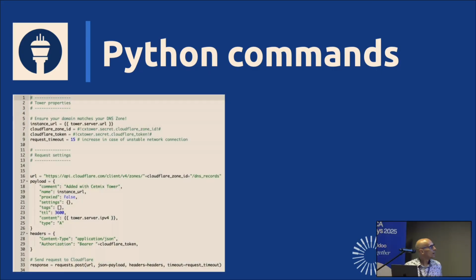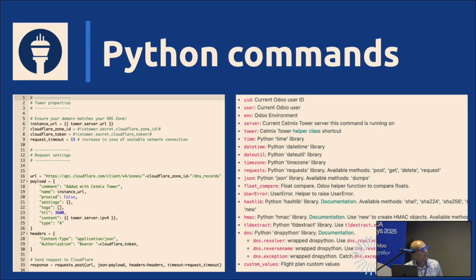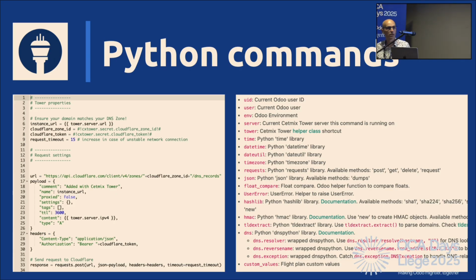So this is an example of a Python command. And as you see, this is Python code, which is being executed directly in Tower. As you can probably see, if you can see on the screen, of course, there is a little bit of difference between server actions of Odoo or automated actions of Odoo and Python commands in Tower. Yes, most of those utils are available also in the server actions. You are familiar. OK, UID, this is the same as in Odoo server actions. User, same story, environment. But then comes the magic.